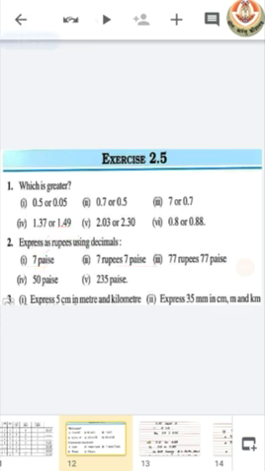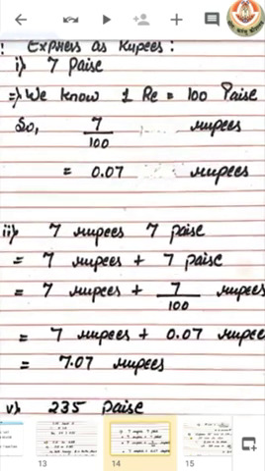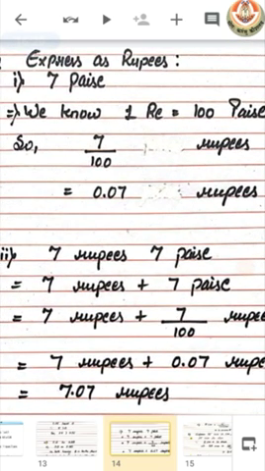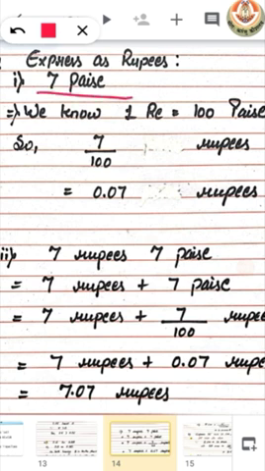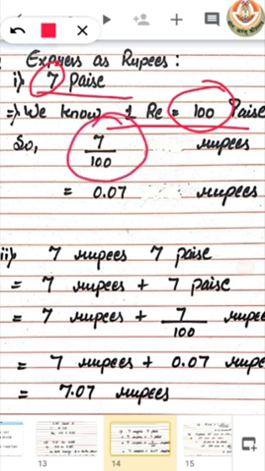So let's check for the conversion. Here in the first part we have to express 7 paisa as rupee. We know that 1 rupee has 100 paisa, so we have to divide 7 by 100 to convert it into rupees. When we divide 7 by 100, we get the answer 0.07, which is the expression in rupees in decimal form.